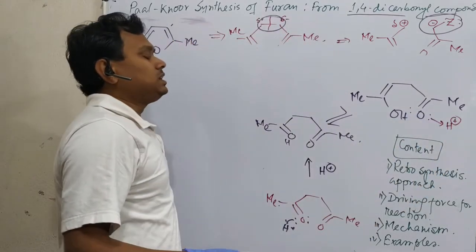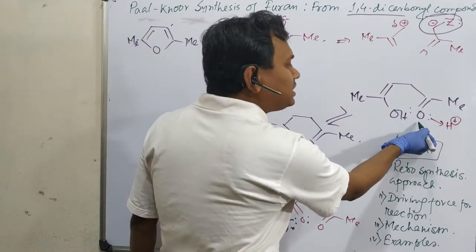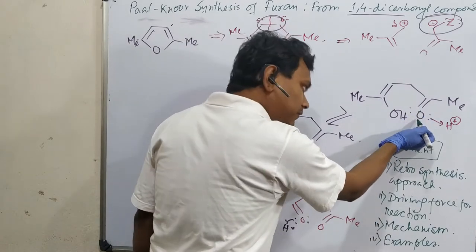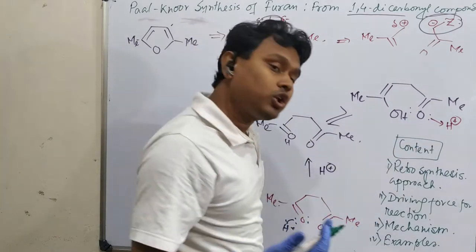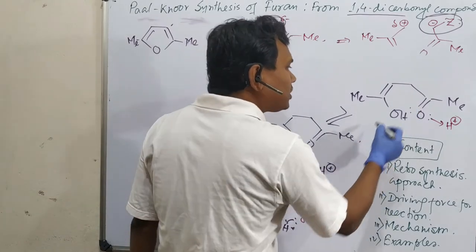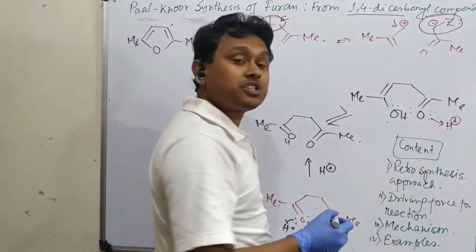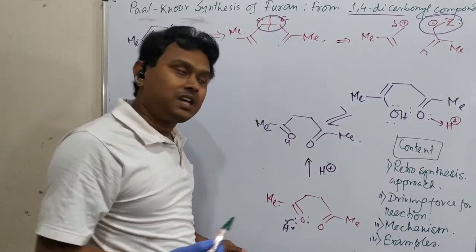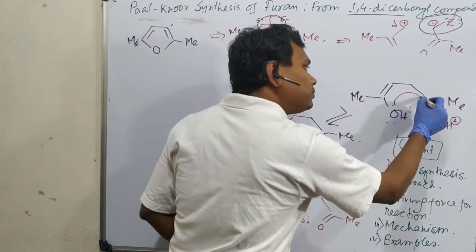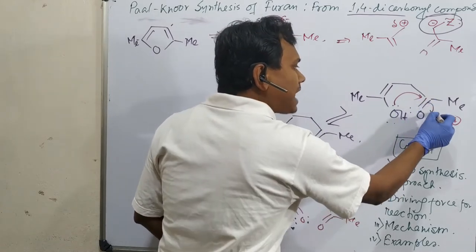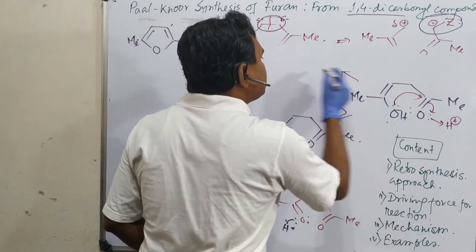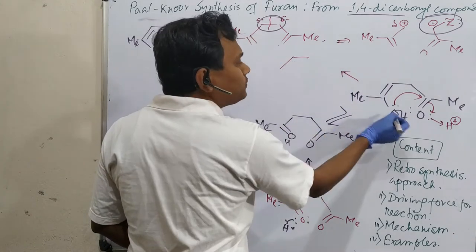Now see, this carbonyl, and we know that this carbonyl gets activated after protonation. It was an electrophile, electron deficient, but after protonation it became more electron deficient. Consequently, an intramolecular reaction happens, an intramolecular acetal formation type. The alcohol is attacking the carbonyl. Actually hemiacetal, I should not say acetal, this is hemiacetal. Then it results in ring formation.